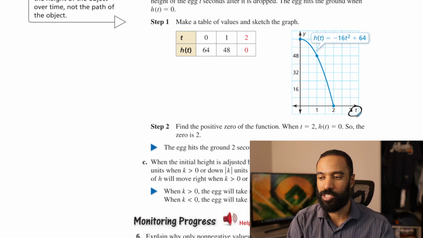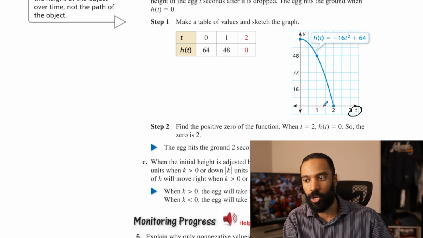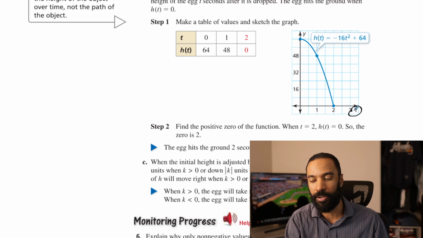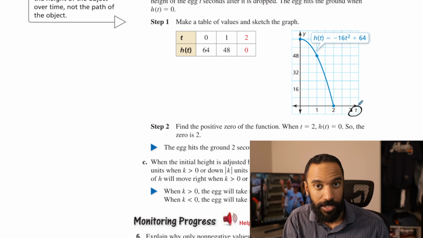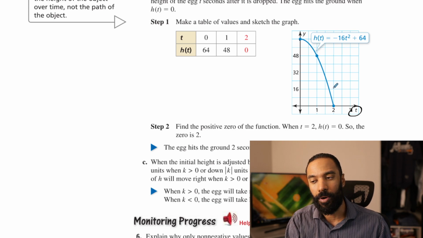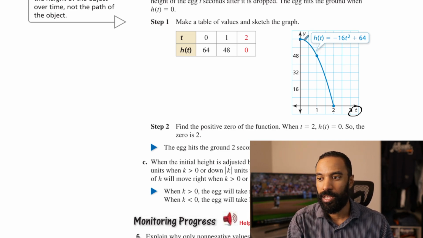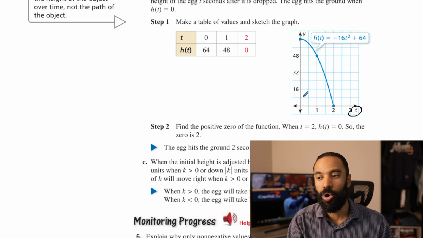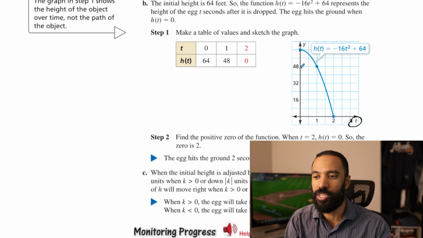This is not x as in a position, how far out it goes. It didn't go out 2 feet or 2 blocks or anything like that. This took 2 seconds to drop, and there's more to solve for that we'll talk about, but this isn't going outward necessarily, it's just dropping downward. So here's the height over time. So 2 seconds later it hits the ground.